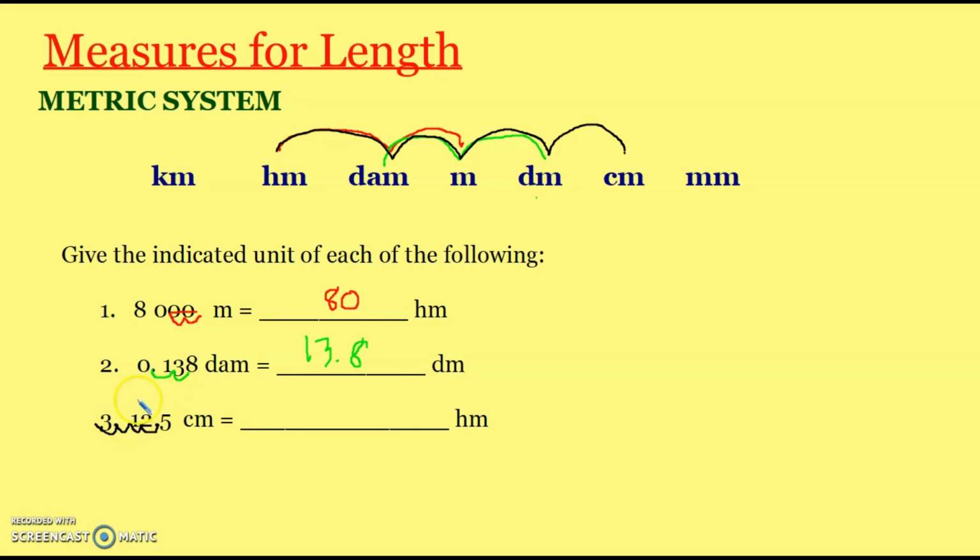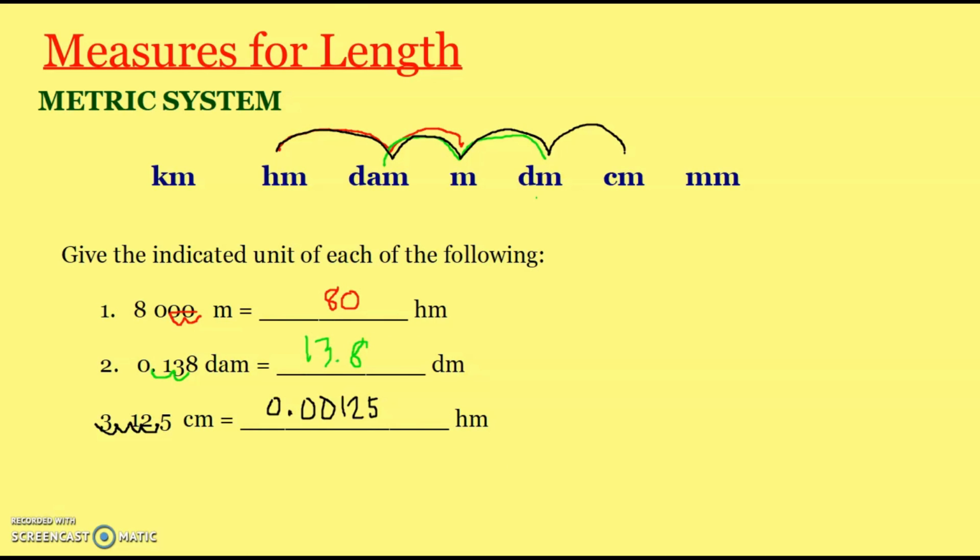The two spaces here mean that we have to put zeros before 1. With that, we have 0.0012 5, so I just have to mark the decimal point to give emphasis. So there you have 0.00125 hectometer. And there you have the metric to metric conversion.